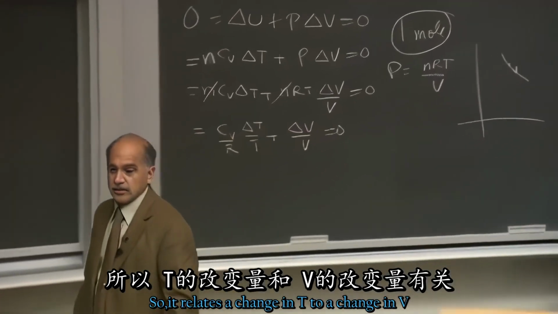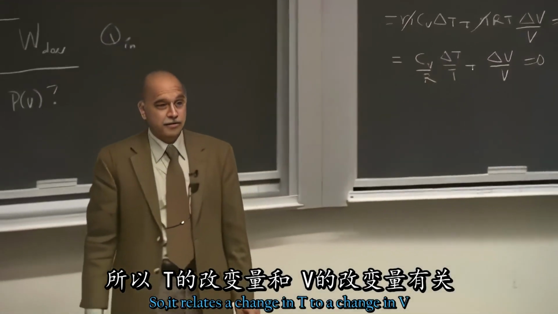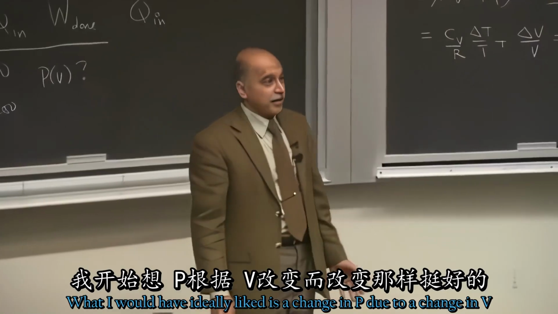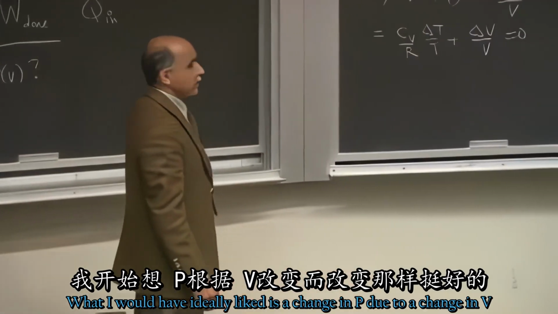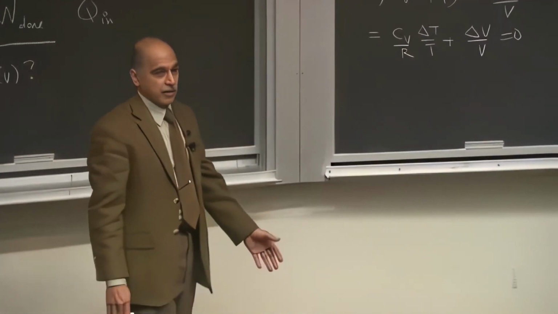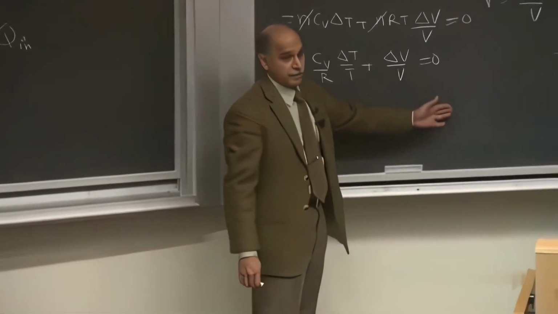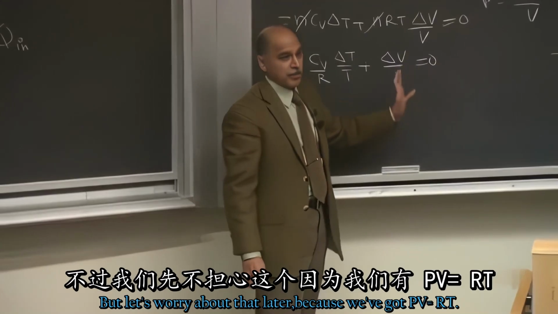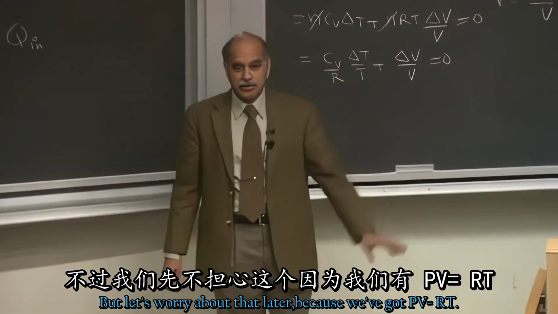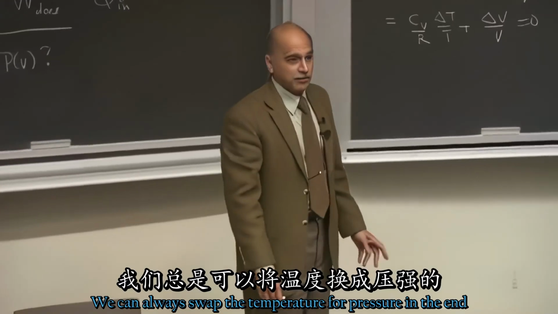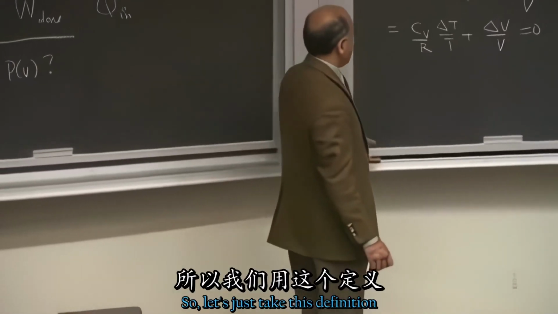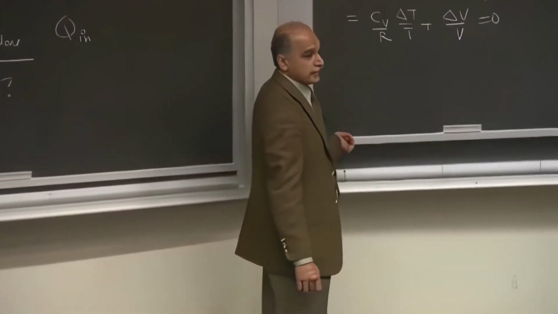So it relates the change in T to change in V. What I would have ideally liked is a change in P due to a change in V, but what comes more naturally is a change in T over change in V. But let's worry about that later, because we got PV equals RT. We can always swap the temperature for pressure in the end. So let's just take this definition.